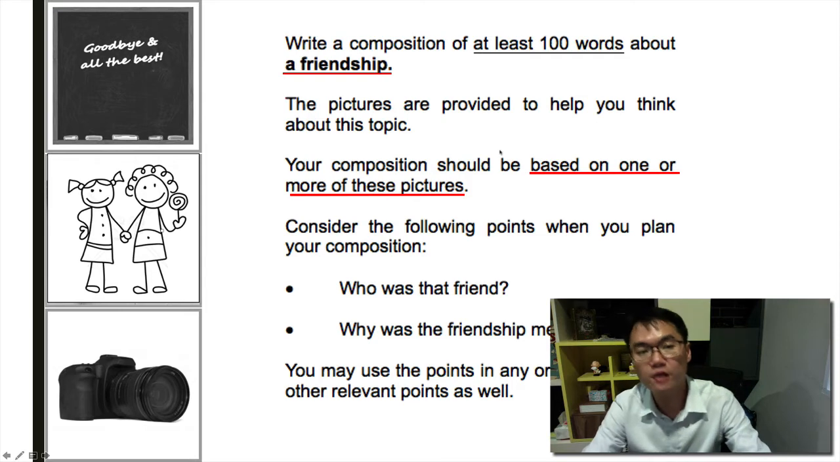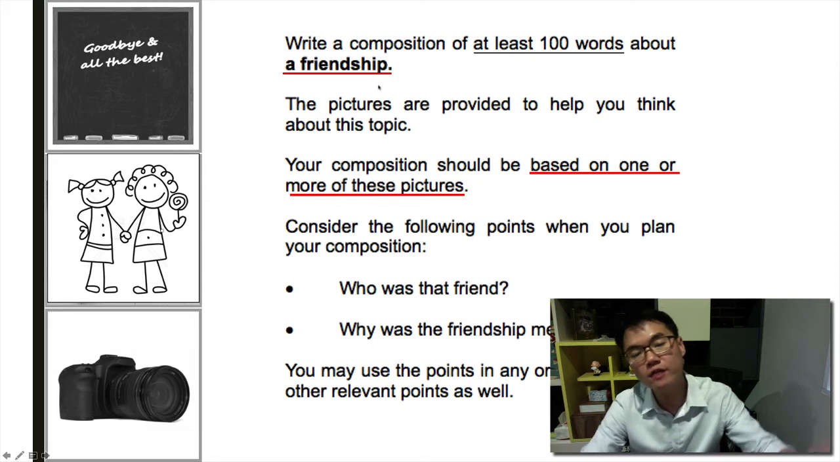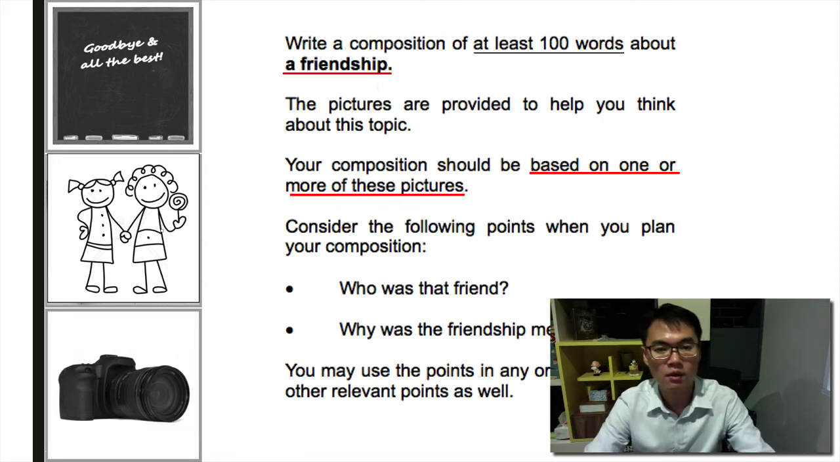Alright, without further ado, let's look into the story that Mr. Pang has written using the first two pictures and the theme of a friendship. Alright, and we'll see how I've included certain features in using some of the strategies and tips that we've learned in the last term.